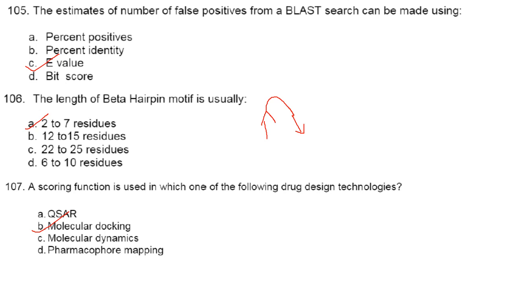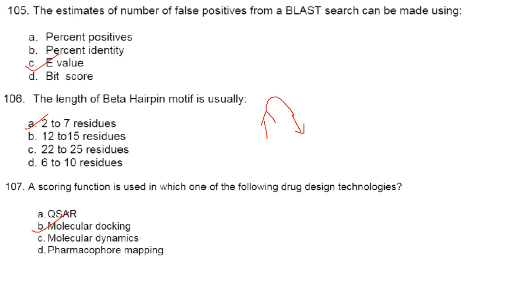The length of beta hairpin motif is usually. So the beta hairpin is a simple protein structural motif, and the motif consists of two strands that are adjacent in primary structure, oriented in anti-parallel direction and linked by a short loop of 2 to 7 amino acid residues. So these are the anti-parallel beta strands and they are linked by a loop over here which is 2 to 7 amino acid residues. So answer is option A.